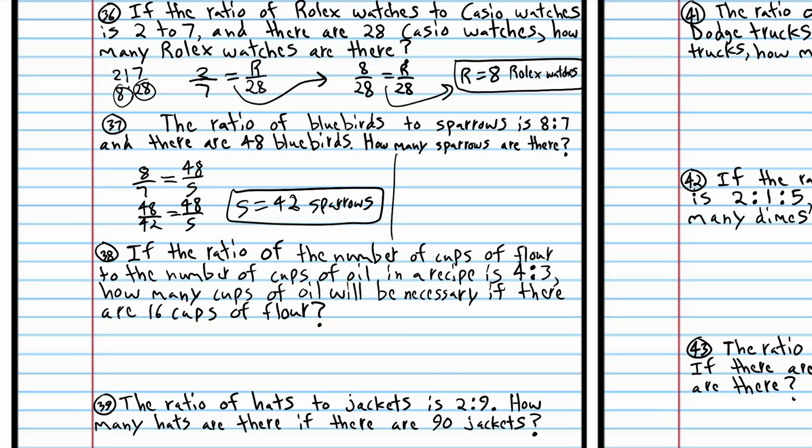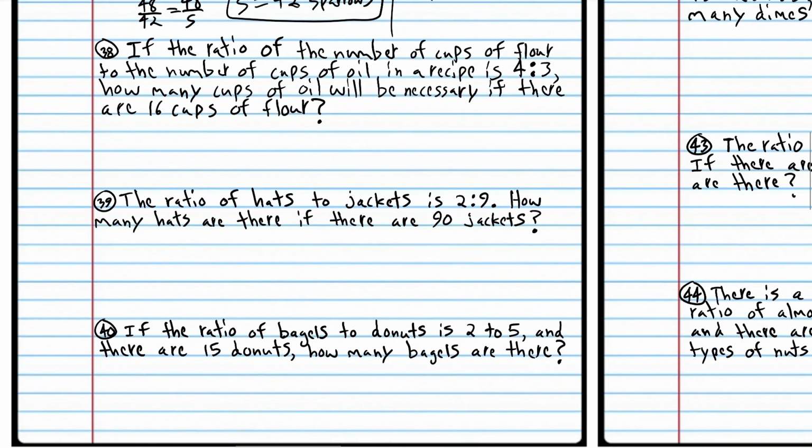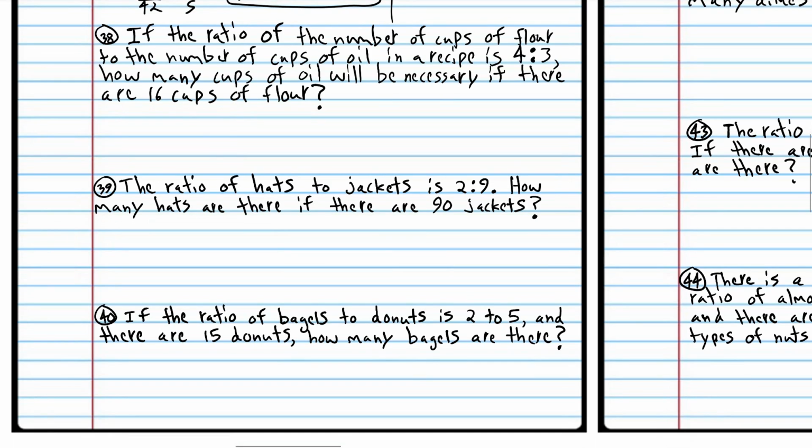Now if you use the method of equivalent ratios, then you would say 8 to 7, and we want this number to be 48. So we have to multiply 8 by 6, so we have to multiply 7 by 6 to get 42, and then you'd write 42 sparrows. So that's the method of equivalent ratios. All right, try number 38, and when you come back, we'll do it together.